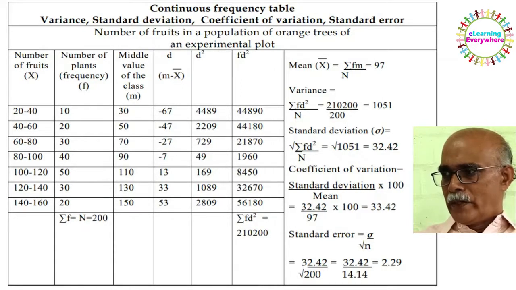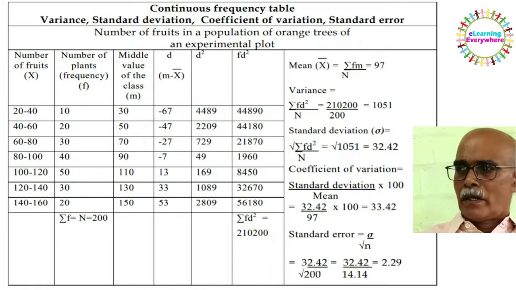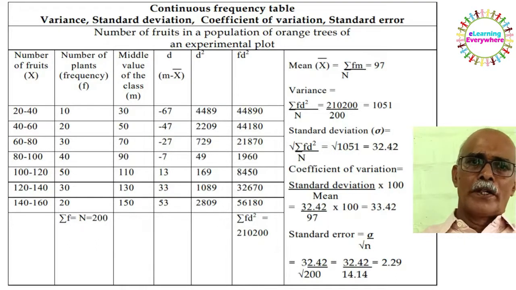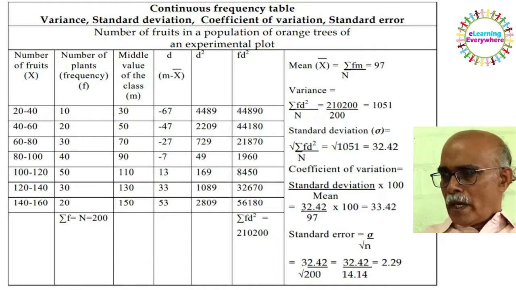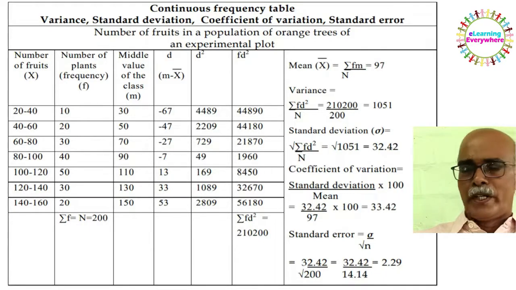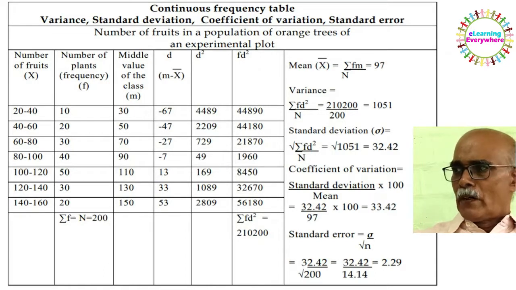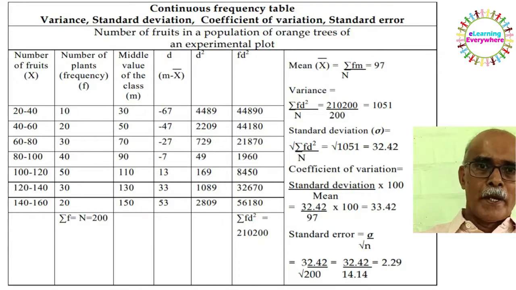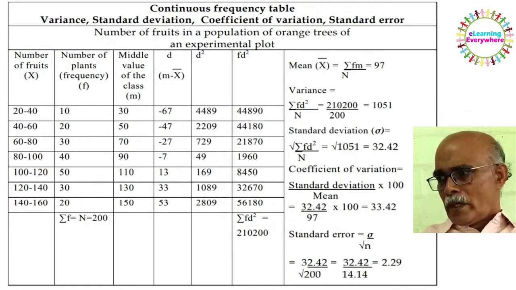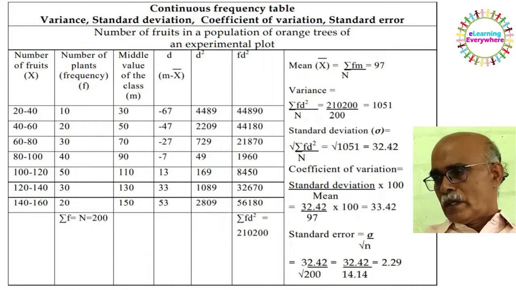and finally you will be finding out sigma f d square. F d square is calculated first in the case of each row, and finally you are finding out the sum of all the f d square values to get sigma f d square. So once sigma f d square is calculated, you are moving to calculation of variance, and the formula to calculate variance is sigma f d square by n. And sigma f d square calculated in the case of the present experiment is 210,200.